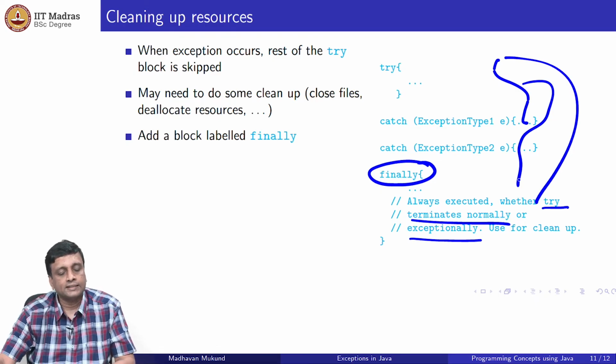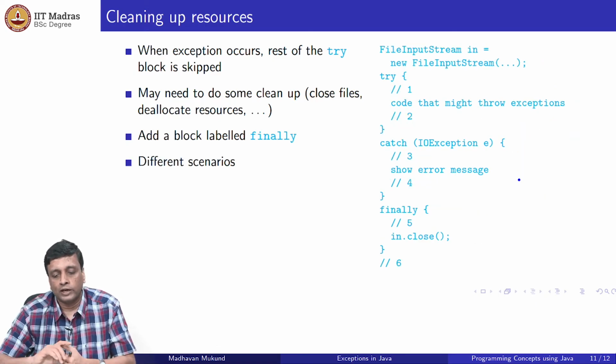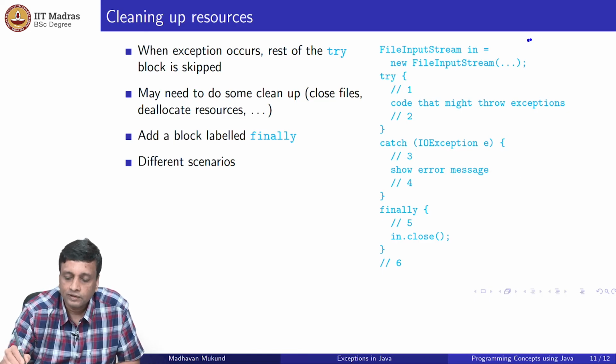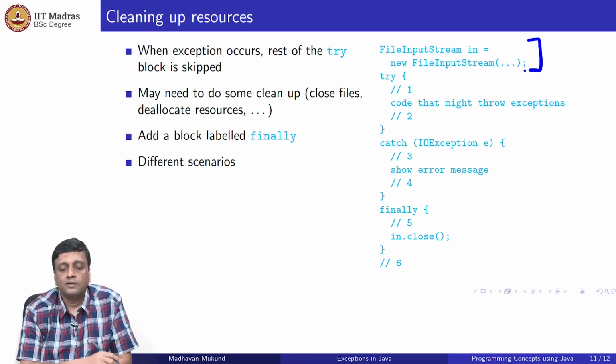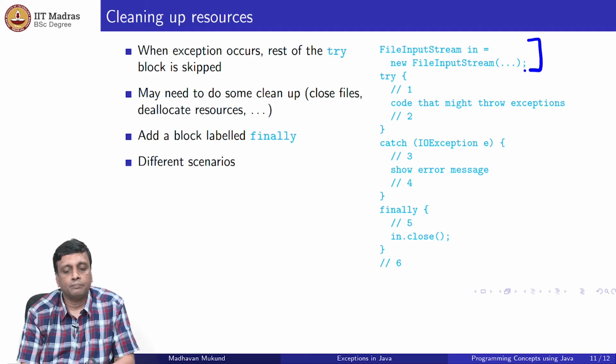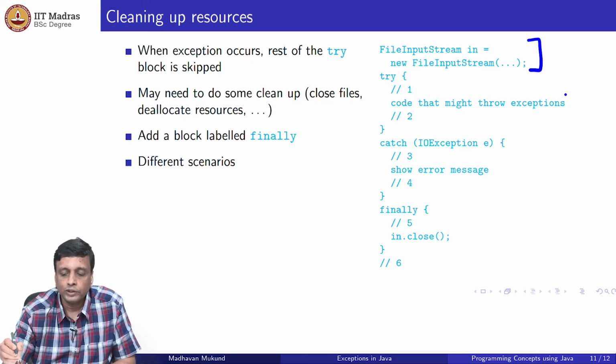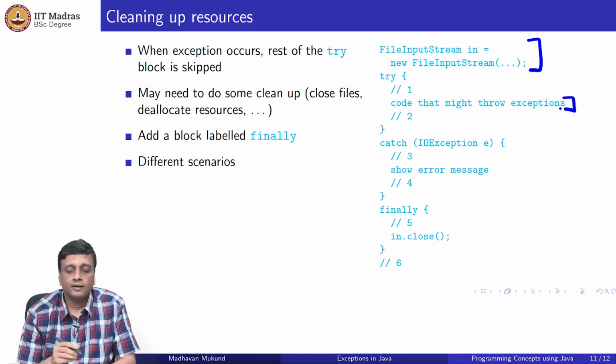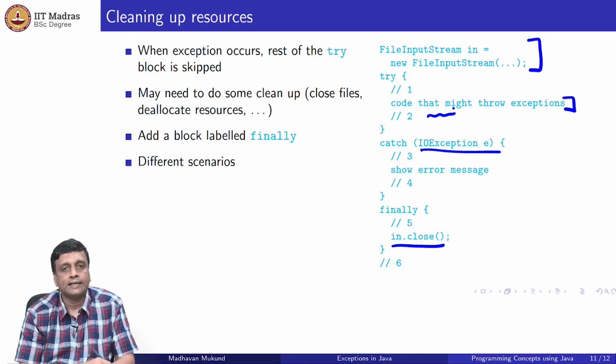Just to understand exactly what it means, let's look at a more elaborate example. We have code which initially opens some file input stream, and finally it's supposed to close it. It tries something with this file input stream which might throw some exceptions, and one of them is an IO exception. In this finally block we have put the close. We don't want to put the close elsewhere because it might get skipped, so we put it in the finally block.